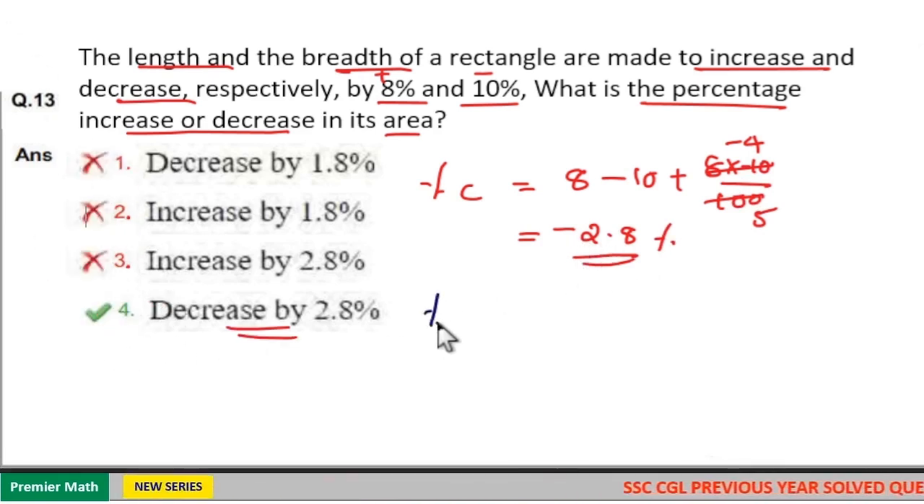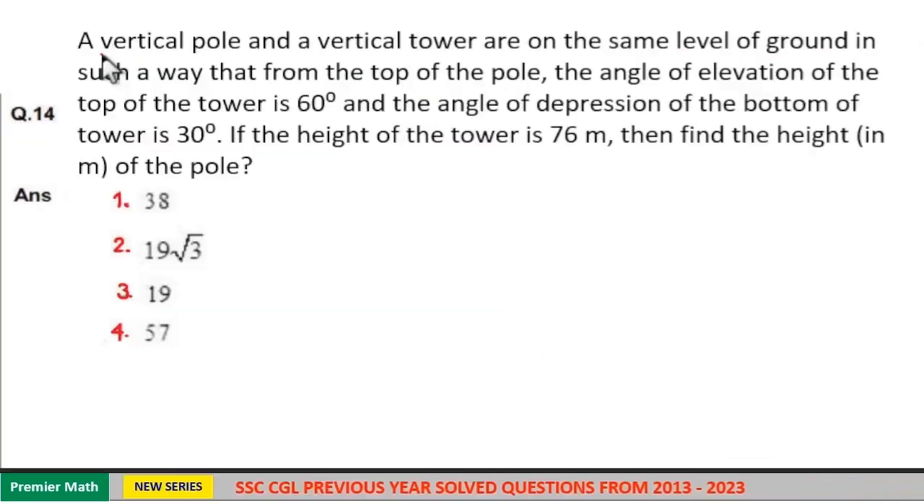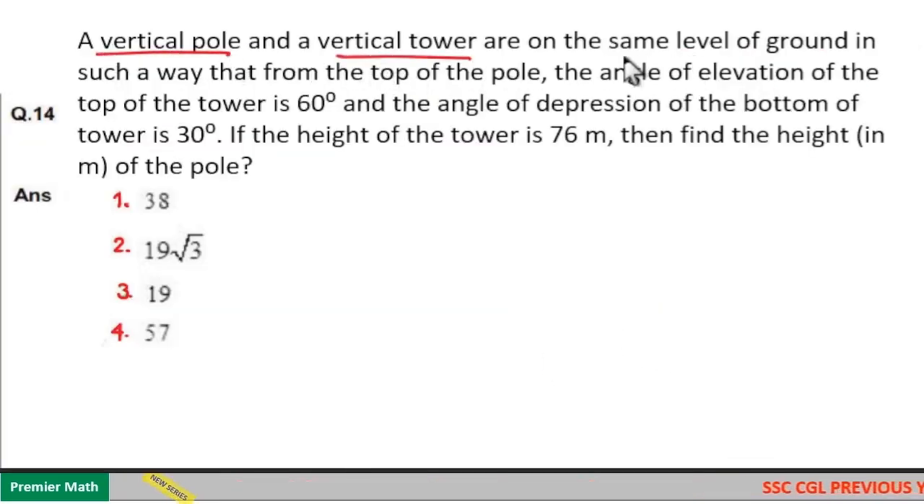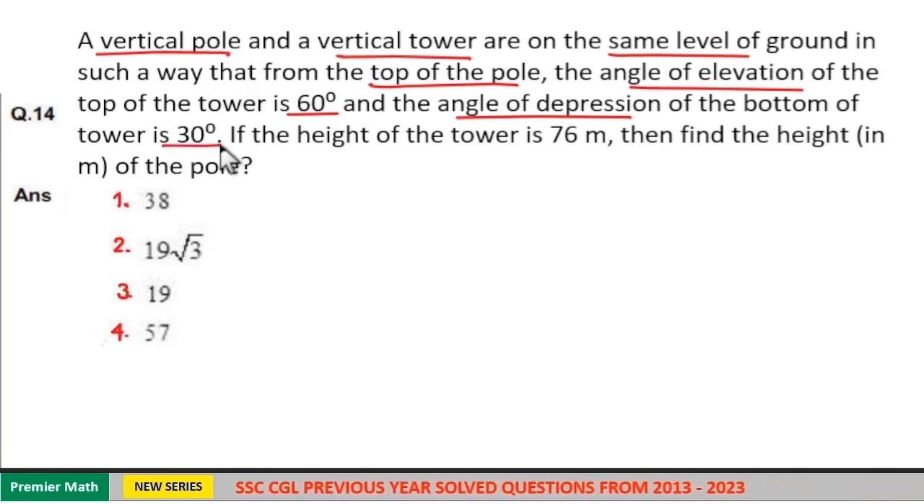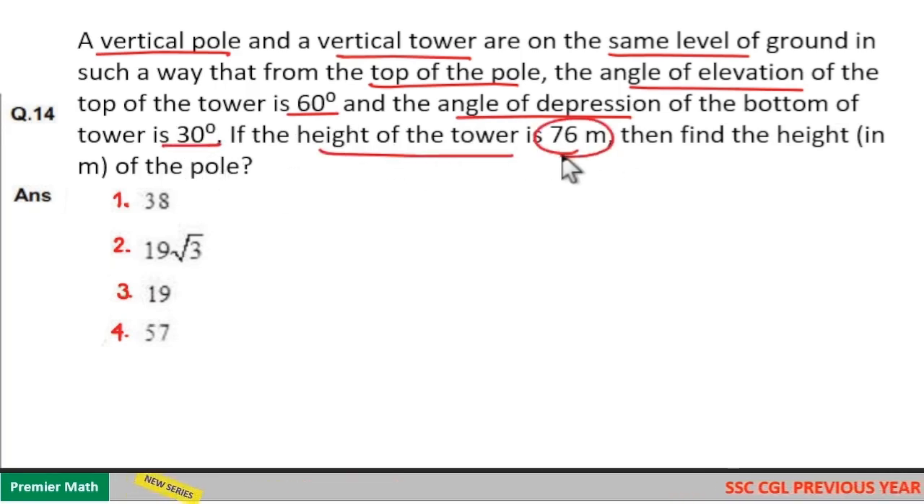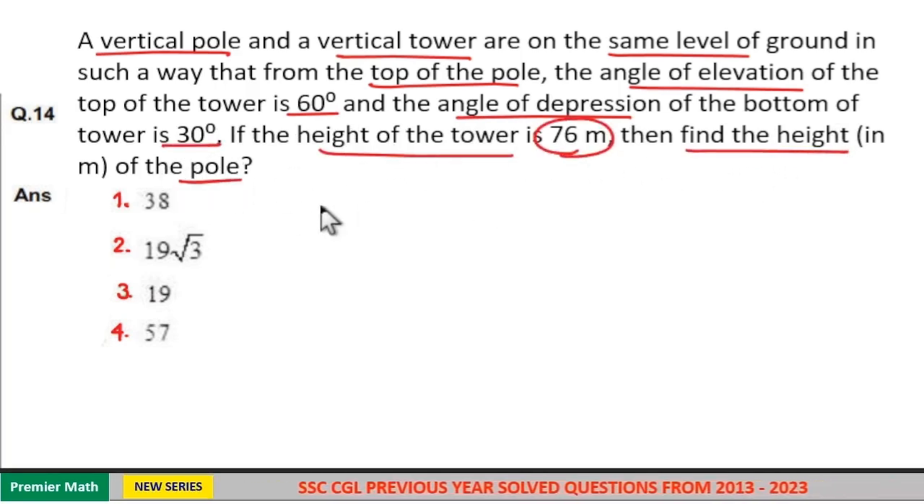Here, whenever you have two successive decrements or increments, you can use the percentage change formula as a plus b plus ab by 100. A vertical pole and a vertical tower are on the same level of ground in such a way that from the top of the pole, the angle of elevation of the top of the tower is 60 degree and the angle of depression of the bottom of the tower is 30 degree. If the height of the tower is 76 meter, then find the height of the pole.